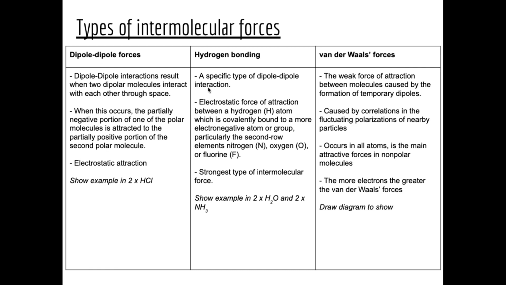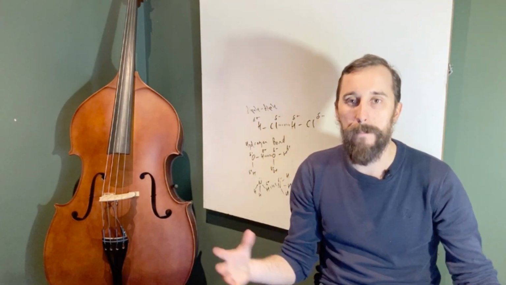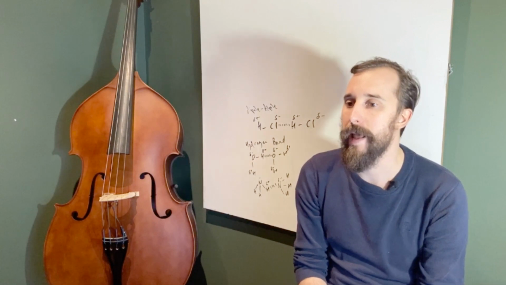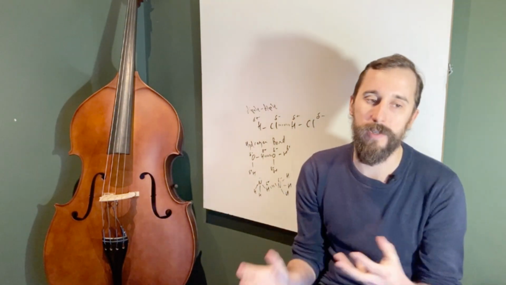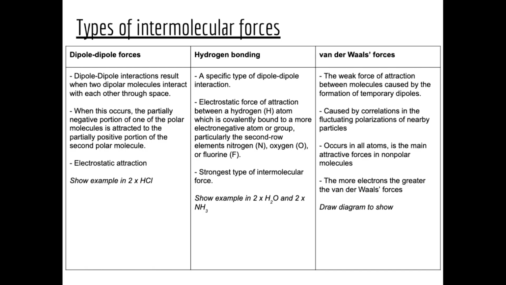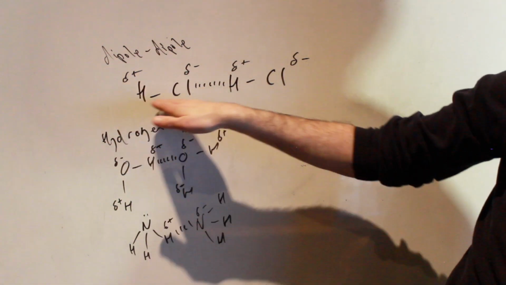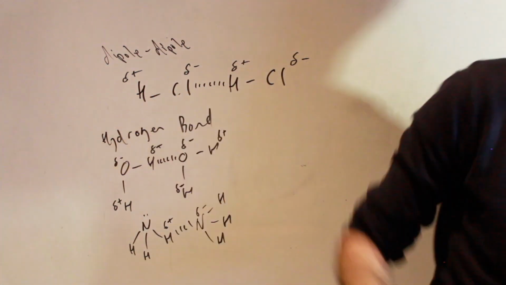Van der Waals forces, on the other hand, are quite different. They're a bit more in depth, and you might see them go by the name London dispersion forces as well. They're describing the same thing. Van der Waals forces is the weak force of attraction between molecules caused by the formation of temporary dipoles. So this dipole-dipole is a permanent force. So these are permanent dipole-dipole interactions when we have a permanent charge due to the difference in electronegativity.